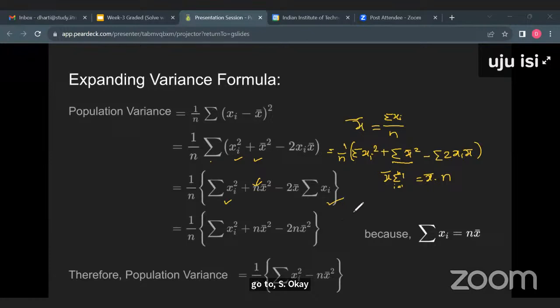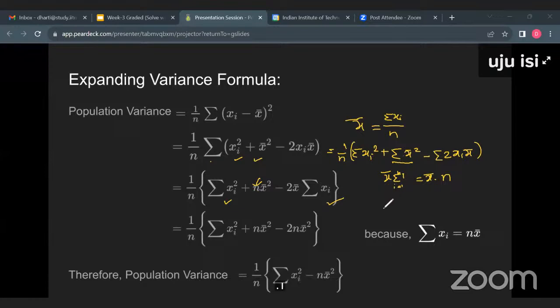Point x square. Sorry. Your voice was not audible. She is trying to repeat that part again. This part? Yeah, sure.